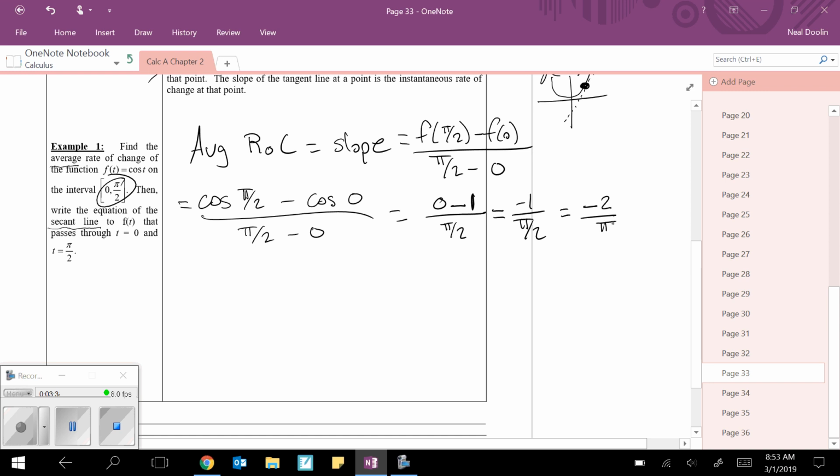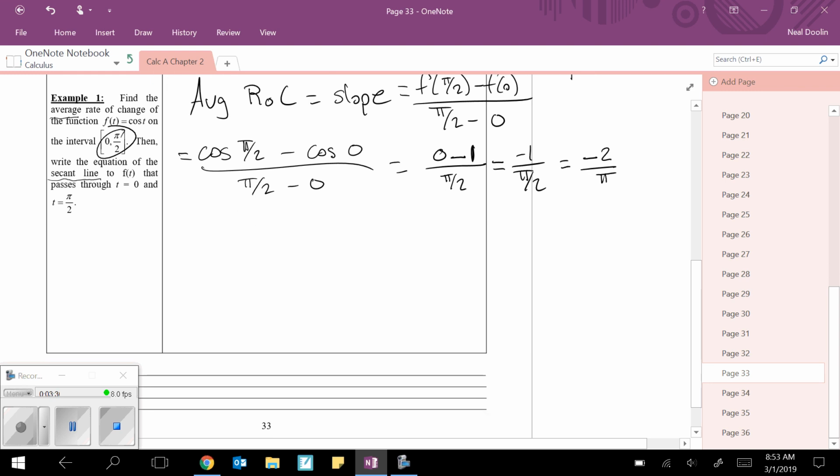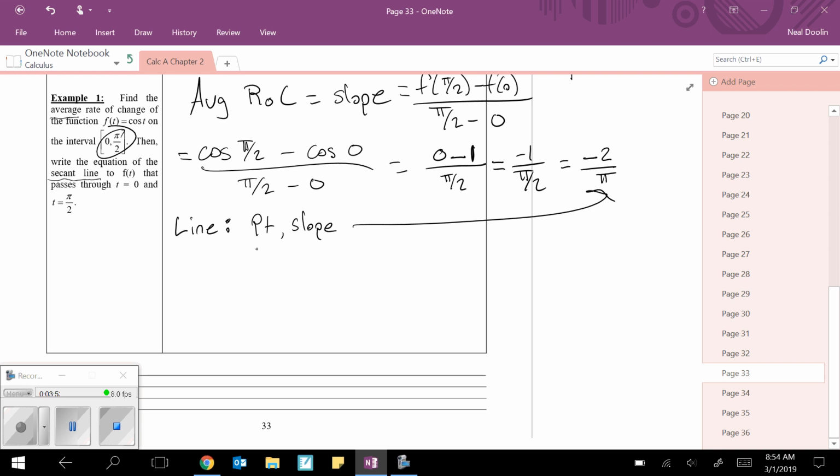Then we're tasked with building a secant line. And as always, you need two things to build a line. You need a point and a slope. Well, we have our slope, and we need a point. Well, we have 2 points. We figured them out. It doesn't matter which you use.